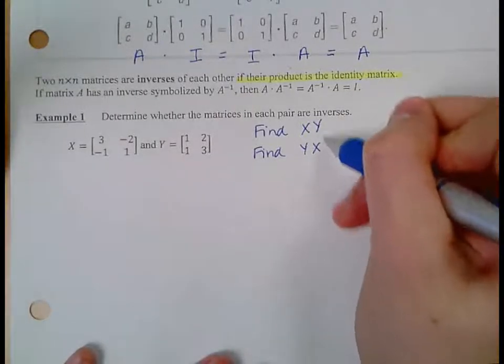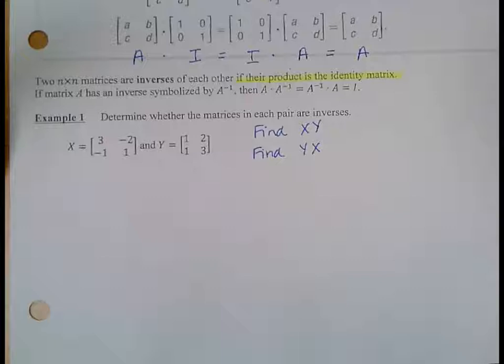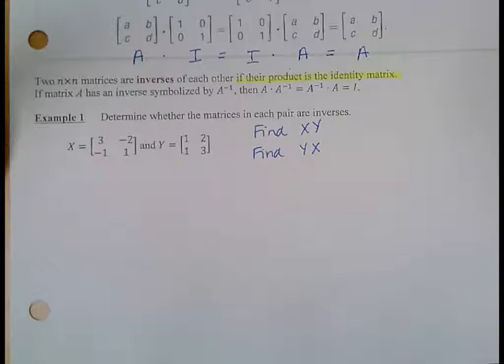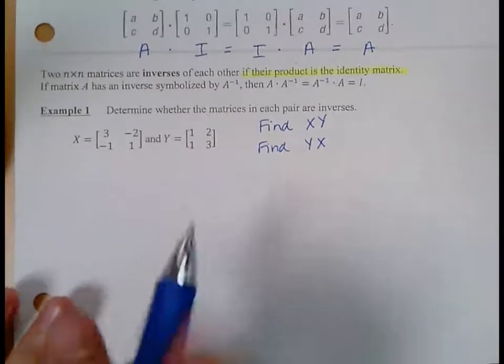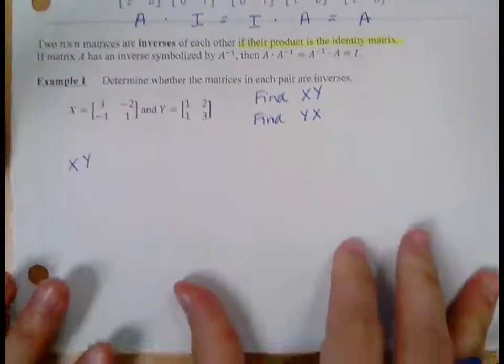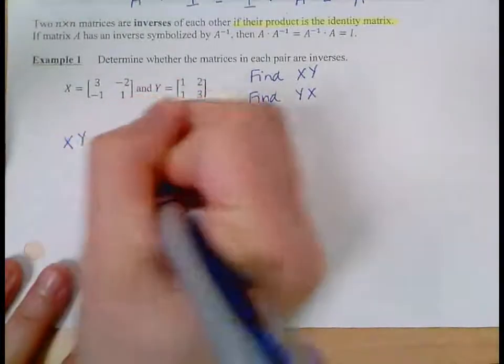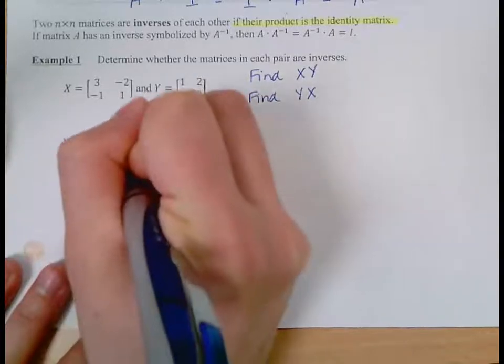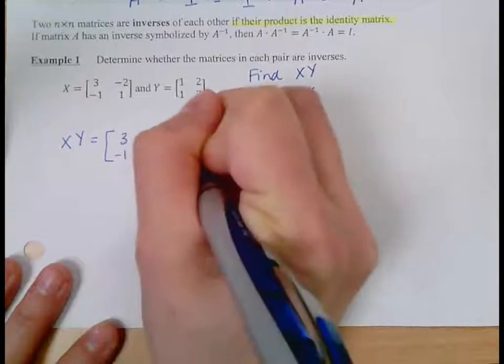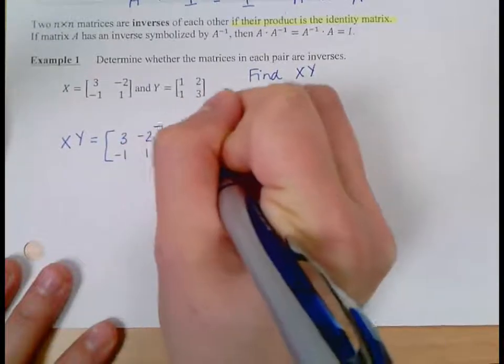If both of these are equal to the identity matrix I, then they are inverses. If one or both are not equal to the identity matrix, they are not inverses. So we're going to go ahead, I'll find x times y first. So this is going to review some matrix multiplication with all of you. So I'm just going to rewrite the two matrices so that they're side by side so I can multiply them.